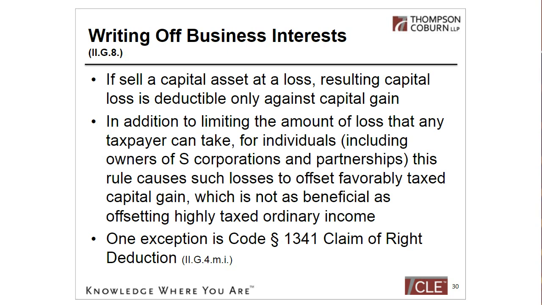If you're in the 37% bracket for ordinary income and the 20% bracket for capital gains, then any losses you have that are deducted against ordinary income are going to save you 37%, whereas any losses against capital gains will only save 20%. So that's kind of the general rule for having a capital loss. There is something called the claim of right deduction. I'm not going to spend time on that, you can just see the reference in the materials.